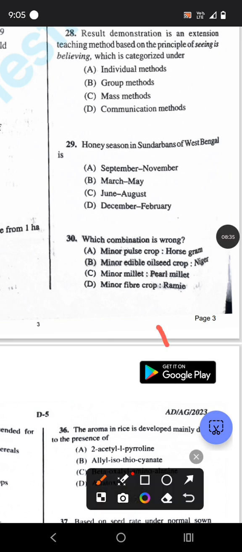Let's see another question. Question number 30. Minor pulse crop, horse gram. Minor millet, guys, pearl millet, that is wrong. Pearl millet is not minor millet. Pearl millet is major millet. The minor millets are like proso millet, foxtail millet, common millet and barnyard millet. But pearl millet is not minor millet. So the correct answer is option number C.